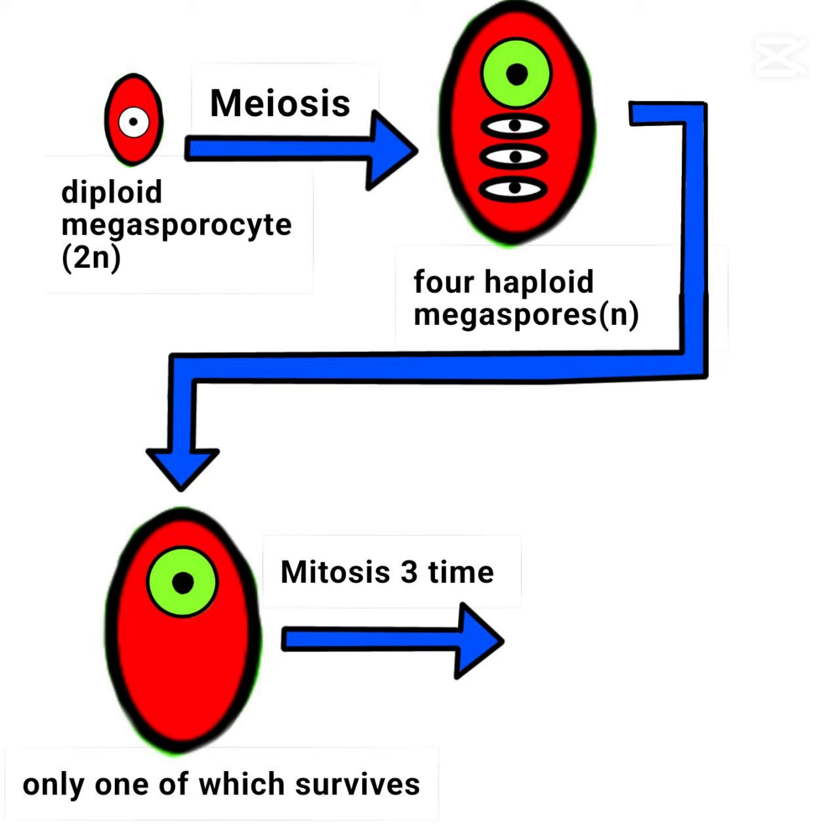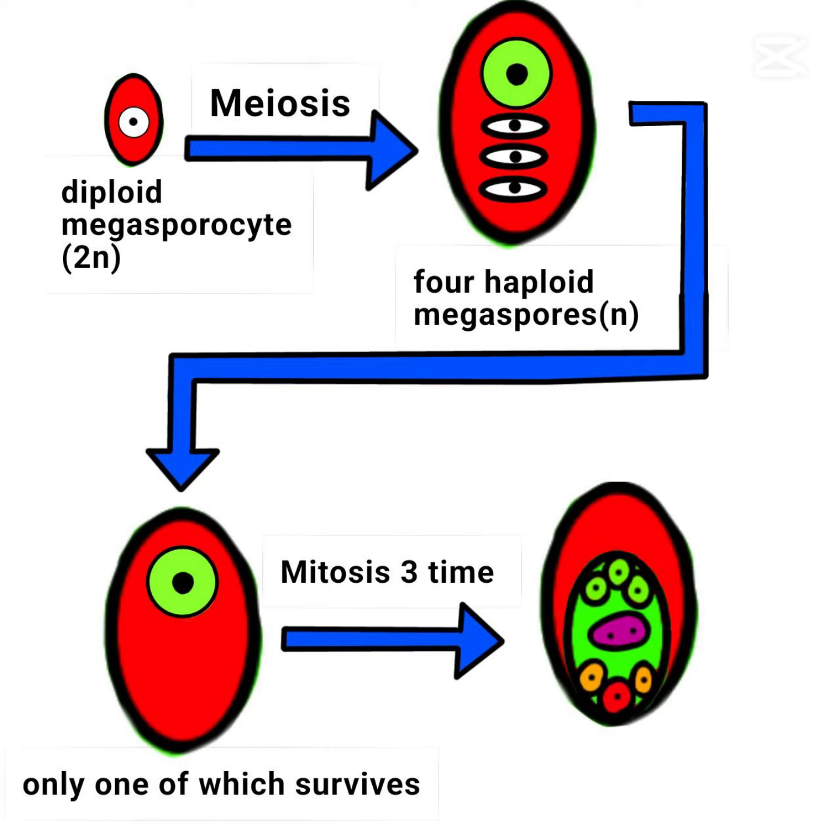The surviving megaspore plays a pivotal role as its nucleus undergoes 3 rounds of mitotic division, producing 8 haploid nuclei within a single large cell. These nuclei then migrate and organize into distinct groups. 4 move to each pole, while 1 from each group moves to the center to become the polar nuclei, later crucial for endosperm formation. The result is the mature embryo sac, which consists of 7 cells and 8 nuclei.